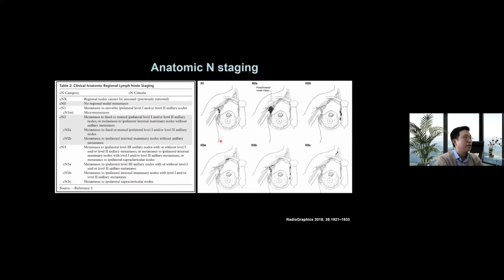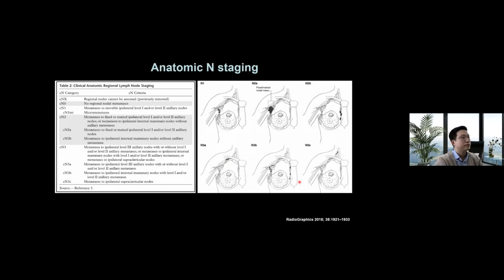So you can see in this figure clearly: N1 is movable ipsilateral level 1 or 2, N2A is the same area but fixed and matted, N2B goes to internal mammary but no axillary node. If there's an axillary node, then it's N3B. N3A is level 3 axillary node, and N3C is supraclavicular node. So FDG PET CT scan is good for detecting and diagnosing lymph node metastasis.